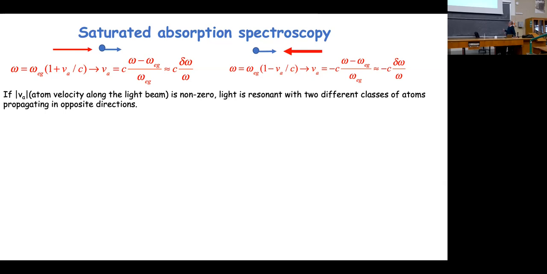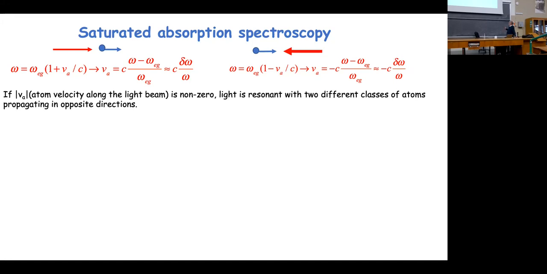So what we do in this method is to submit the atoms to 2 counter-propagating light beams of the same frequency. We just take one light beam, we split it into 2, and we send the 2 beams in opposite directions, in a kind of standing wave configuration. So let's look first at an atom which is moving from left to right. What is the condition of resonance for this atom with the beam going from left to right? It's very simple, you find that the velocity of this atom has to be equal to c times delta omega over omega, where delta omega is omega minus omega Eg. This is again the Doppler effect.